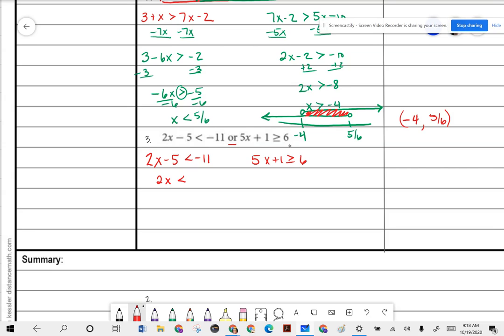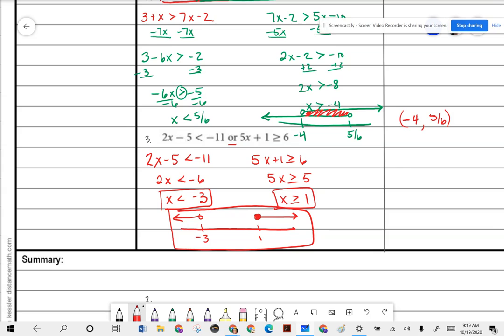2x is less than, add 5 to both sides, you get negative 6. x is less than negative 3. Subtract 1. 5x is greater than or equal to 5. x is greater than or equal to 1. So on a number line, again, negative 3, 1. Open to the left. 1 is closed to the right. So that's what our graph would be. This would be what our solution would be. This is our graph, and then we now need interval notation.